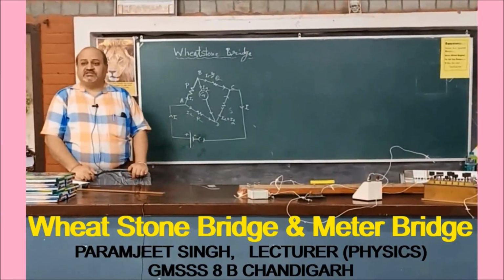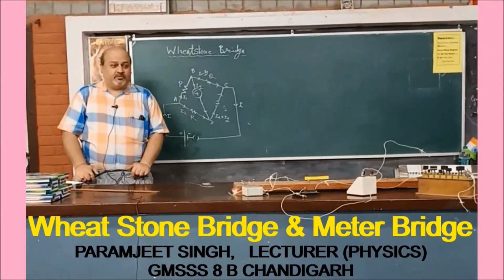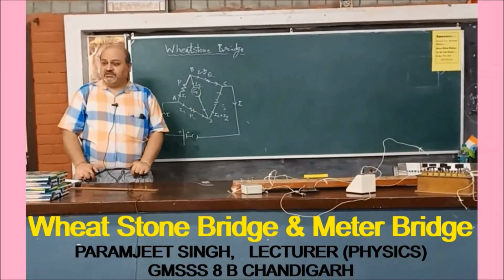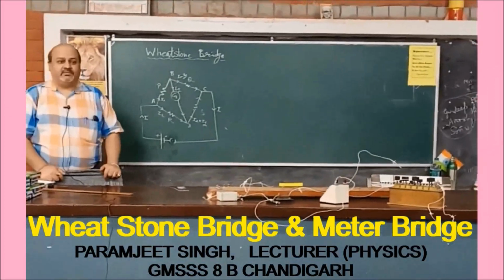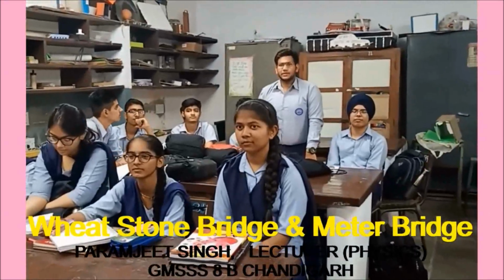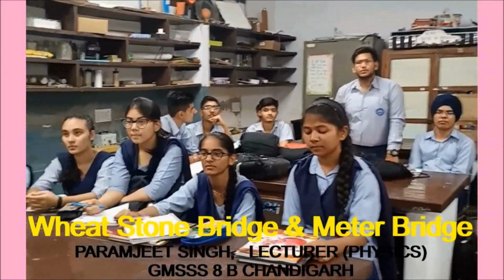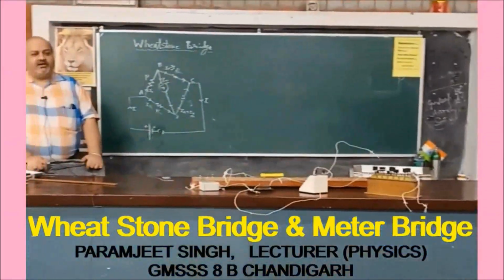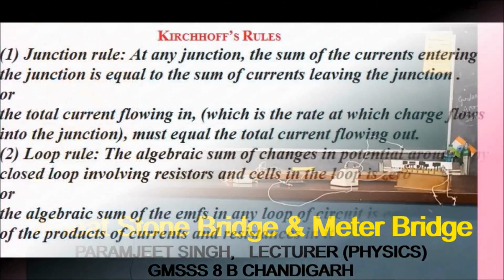So, in previous classes, we have gone through Kirchhoff's rule set. Any one of you, please tell the junction rule. The total amount of current incoming at a junction is equal to the total amount of current outgoing. Yes, total current entering the junction is equal to total current leaving the junction.